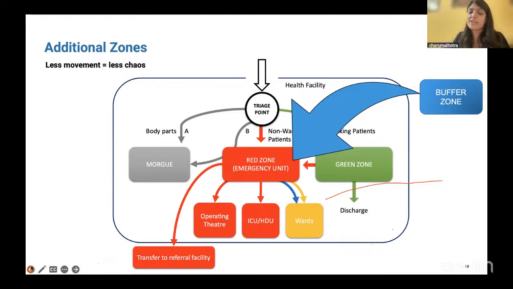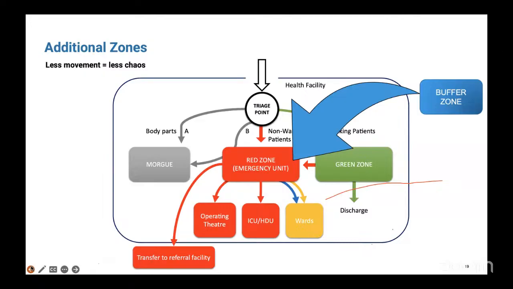So you'll post more nurses in the green zone, but in the red zone, the nurses and doctors will be as teams. So you will have one team in which you'll have one doctor and one nurse who will be responsible for resuscitation, and that's how we proceed.